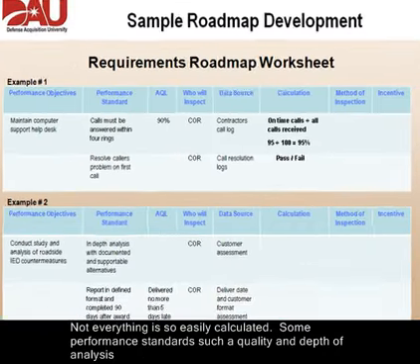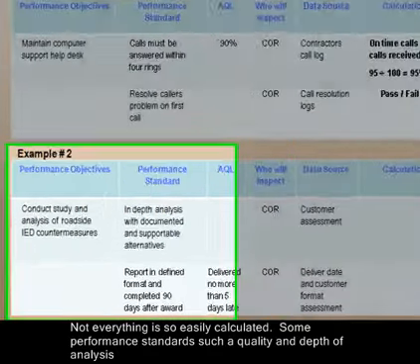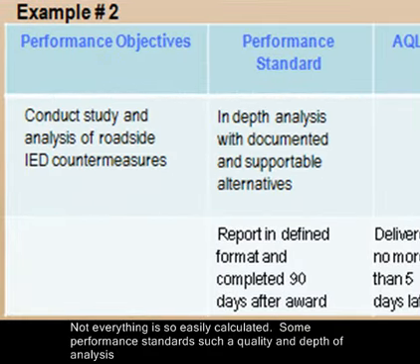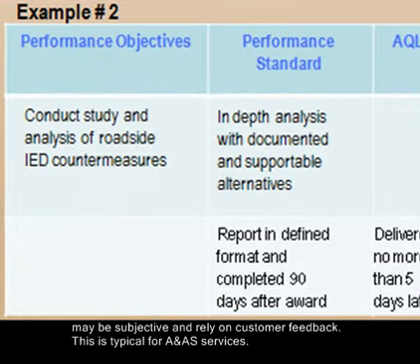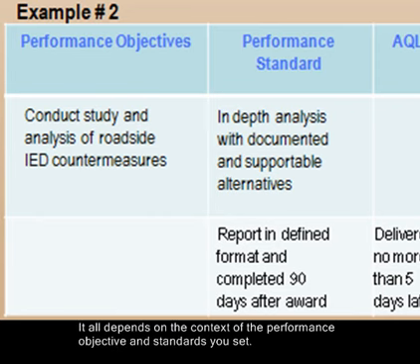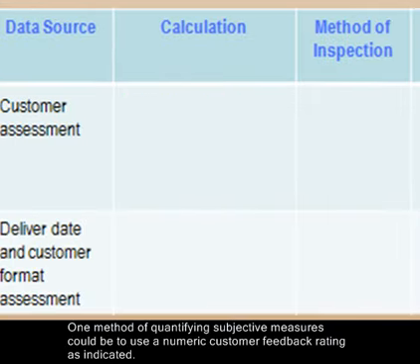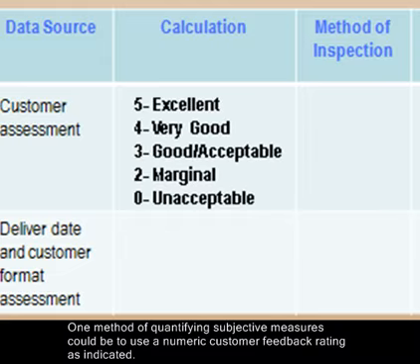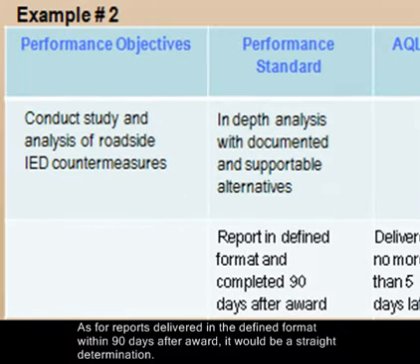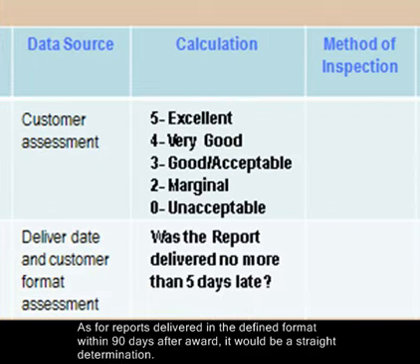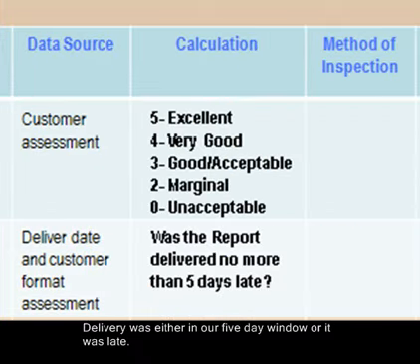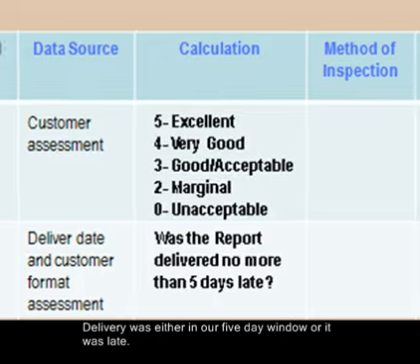Not everything is so easily calculated. Some performance standards such as quality and depth of analysis may be subjective and rely on customer feedback. This is typical for A and AS services. It all depends on the context of the performance objective and standards you set. One method of quantifying subjective measures could be to use a numeric customer feedback rating as indicated. As for reports delivered in the defined format within 90 days after award, it would be a straight determination. Delivery was either in our 5-day window or it was late.